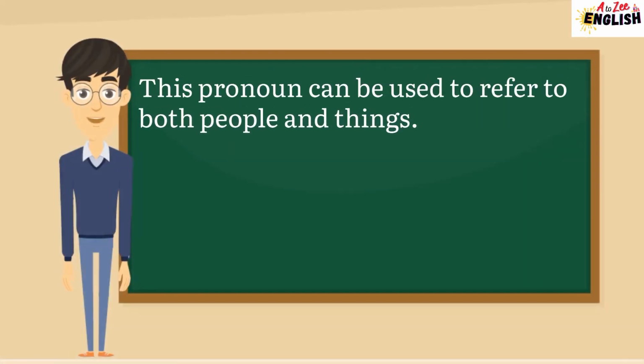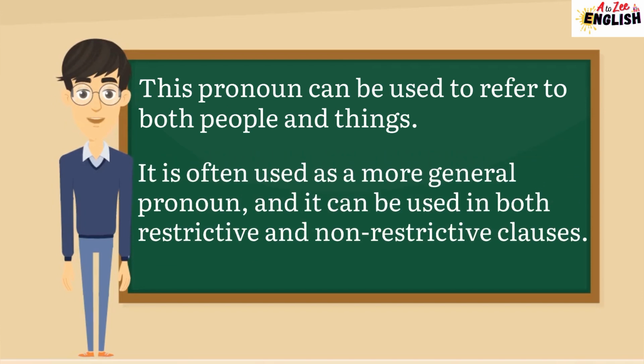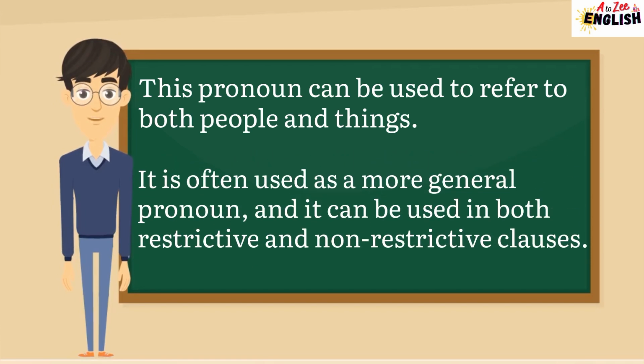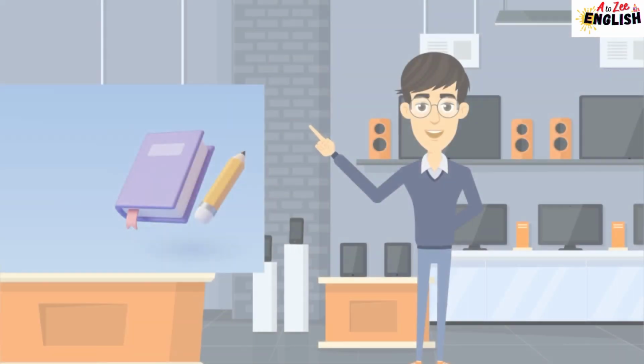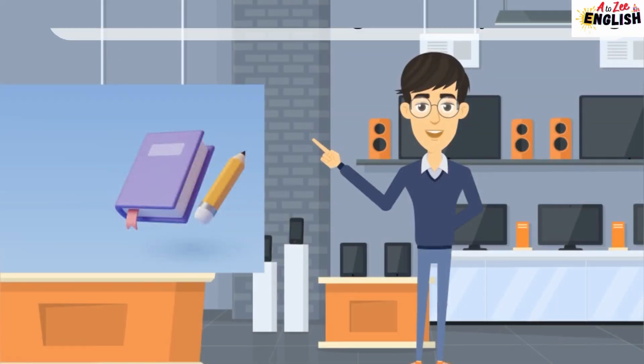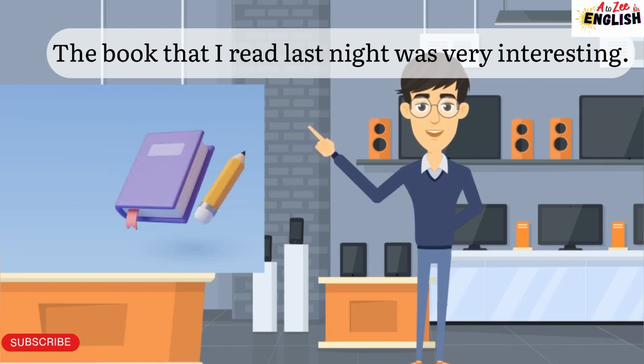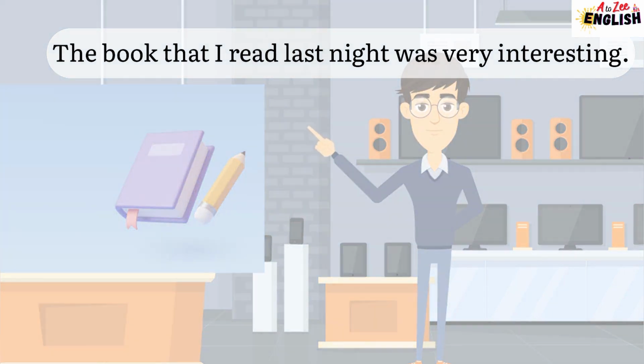That can be used to refer to both people and things. It is often used as a more general pronoun, and it can be used in both restrictive and non-restrictive clauses. For example, the book that I read last night was very interesting. In this sentence, that refers to the noun, book, and it tells us which book the speaker is talking about.